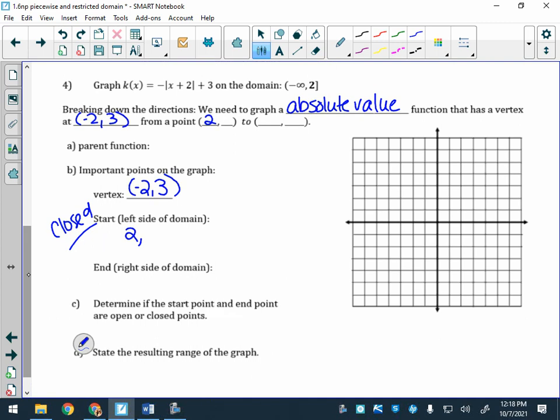What's different about this restricted domain? What do we see now? We have infinity, right? If I was to write it this way, it means the same thing. So that means we are not going to have a start and ending point. We're going to have an arrow of some sort. Our vertex was negative 2, 3. The only value I could plug in is 2. So if I plug in 2, what is my corresponding y value?